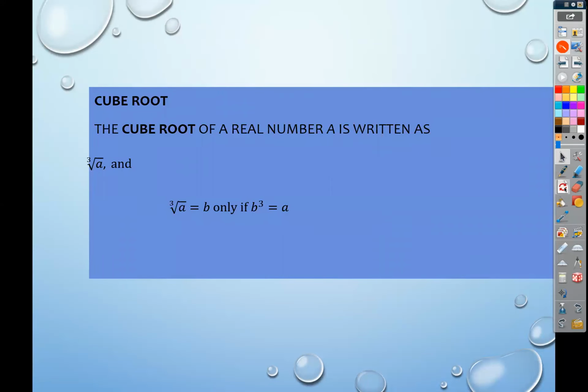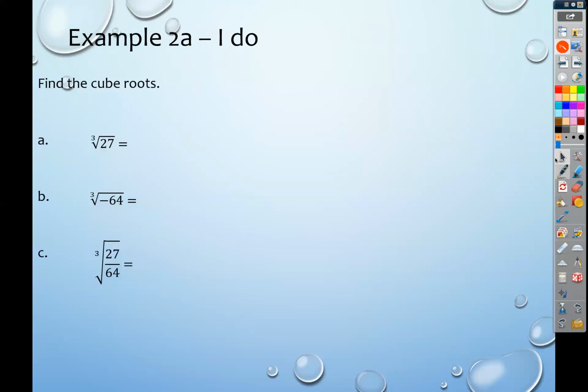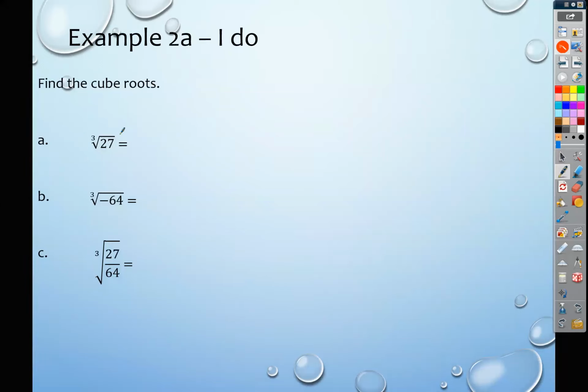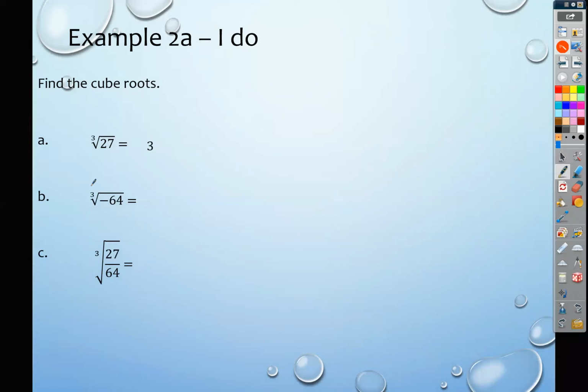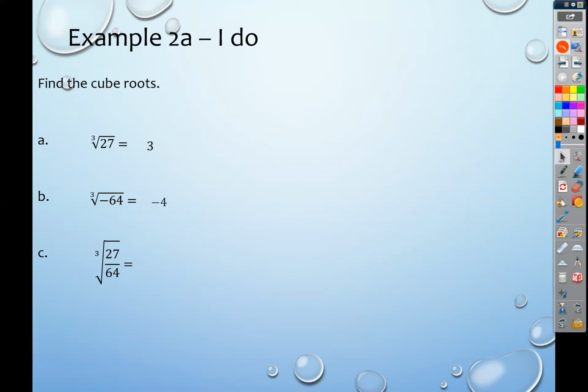The cube root of a: you ask yourself, what times itself 3 times would give me that number? So for example, the cube root of 27. What times itself 3 times gives you 27? 3 times 3 times 3. So it's 3. What times itself 3 times gives you negative 64? Now you wouldn't say no solution because this is an odd index number. It's only no solution when you have an even index number. Negative 4 times negative 4 times negative 4 would give you negative 64.